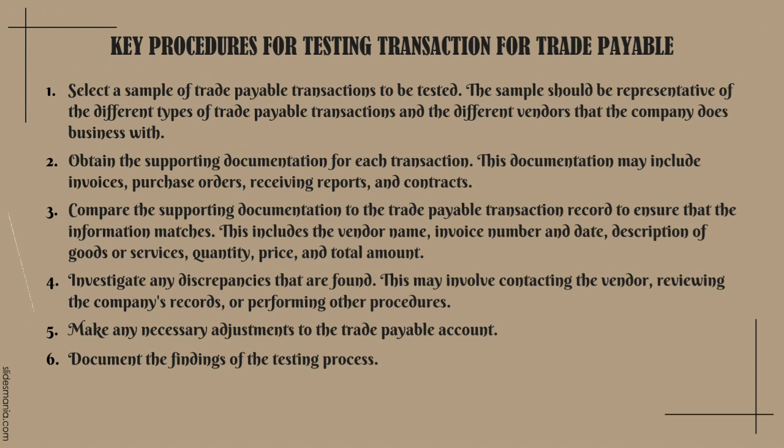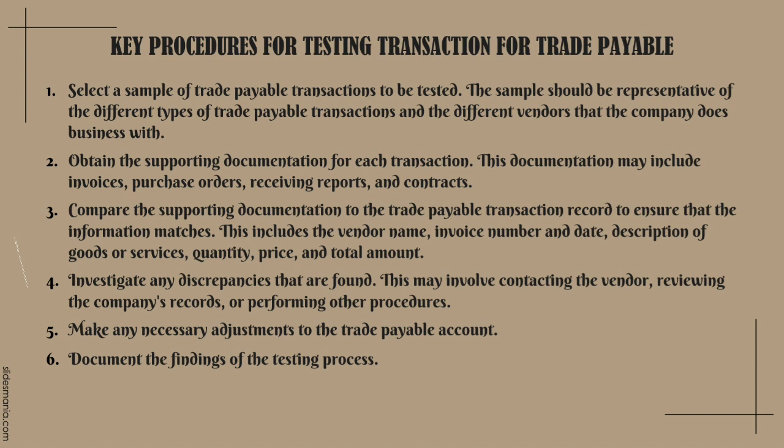Select a sample of trade payable transactions to be tested. The sample should be representative of the different types of trade payable transactions and the different vendors that the company does business with. Obtain the supporting documentation for each transaction. This documentation may include invoices, purchase orders, receiving reports, and contracts. Compare the supporting documentation to the trade payable transaction record to ensure that the information matches. This includes the vendor name, invoice number and date, description of goods or services, quantity, price, and total amount.